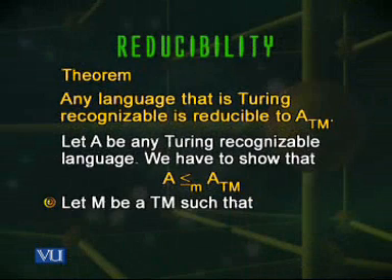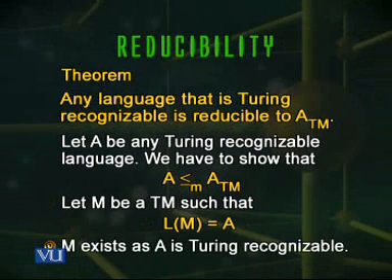So, let us take a Turing machine M which accepts the language A. Since A is Turing recognizable, there exists a Turing machine M which accepts the strings in A, and which does not accept any input which is not in A. So, let's take a recognizer for A, and now we can use this recognizer to come up with our reduction. Let M be a TM such that the language of M is equal to A. Note that M exists since A is Turing recognizable.